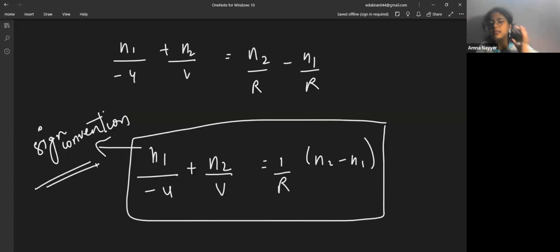Clear, class? This is the entire derivation, a very lengthy derivation. Formula based questions are also there, and this derivation can also be asked in the exam. Spherical refracting surfaces come in the exam.